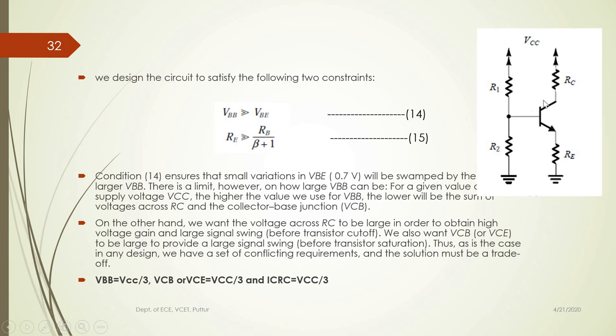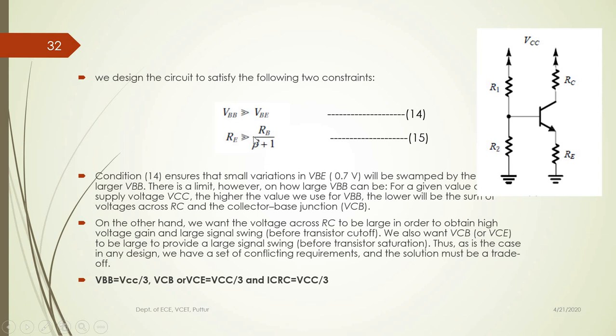So there won't be any reduction in the voltage across RC or the voltage across VCB. All the voltages are equal. This is how we are going to maintain the first constraint, VBB greater than VBE. And the second constraint is that RE should be greater than RB by beta.